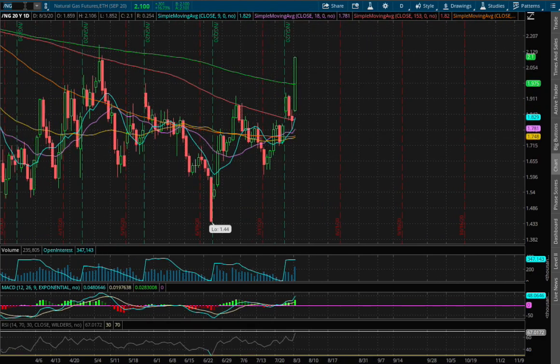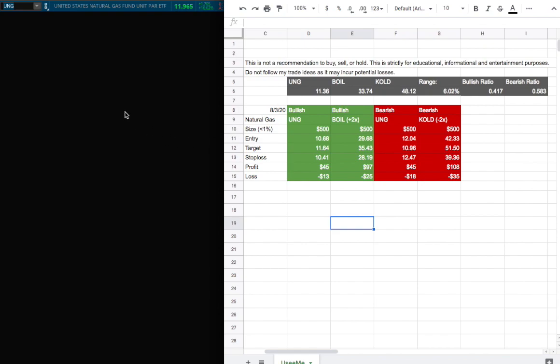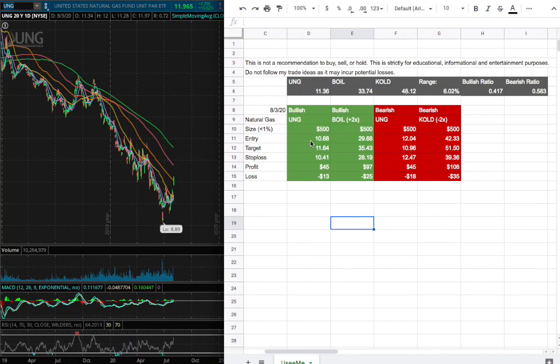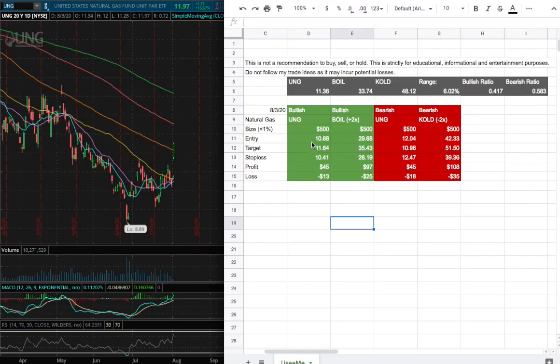So for my trade idea of the week, I'll be using UNG, and I'll be using a portfolio size of less than 1%. My entry for UNG, if I were to go long and it goes back to $10.68, that will be my long entry, and my target will be $11.64, and my stop loss for that long entry is $10.41.